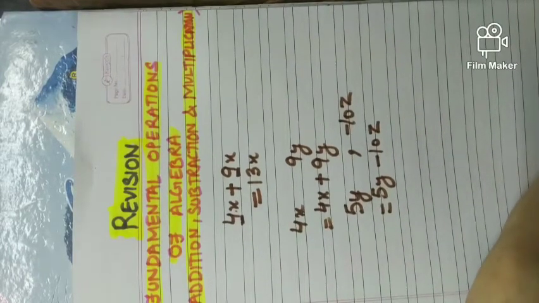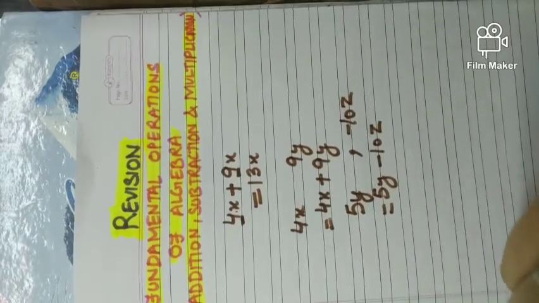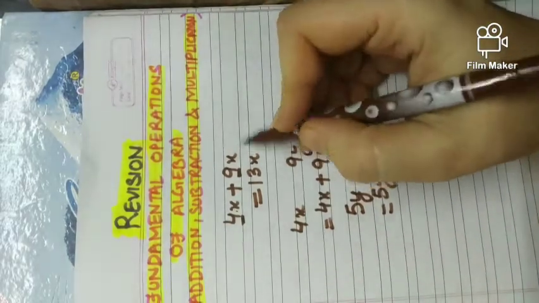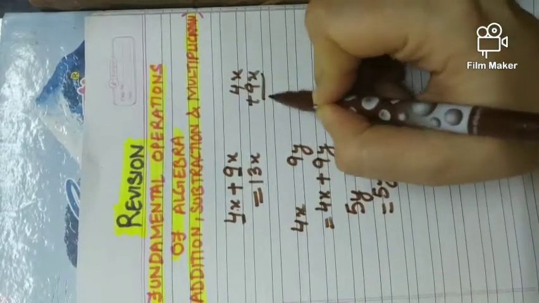Okay beta, now I will tell you the column method. What is there in the column method? In the column method I will arrange like terms in such a way that they are one below the other, and then add. For example, in this only, 4x plus 9x, so 4 plus 9, 13x.